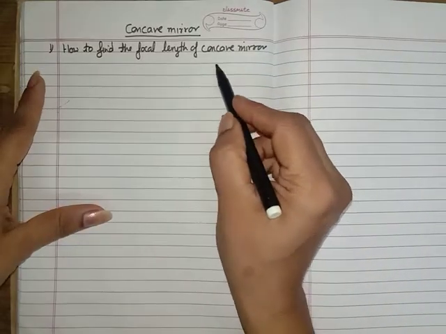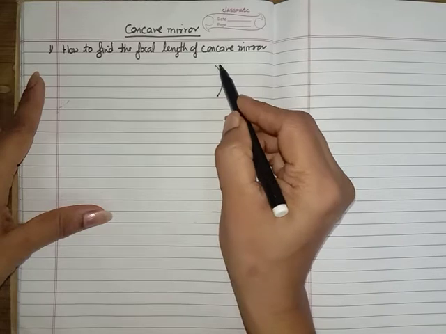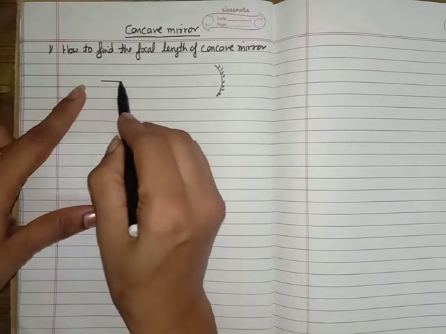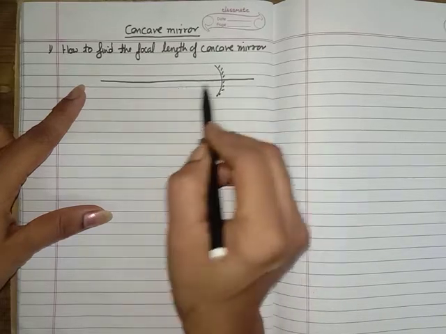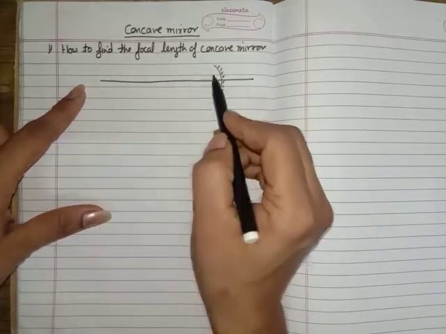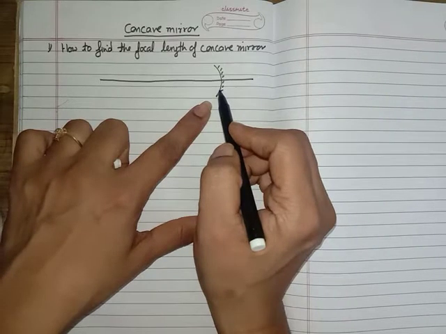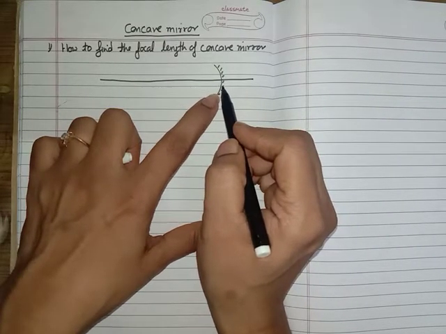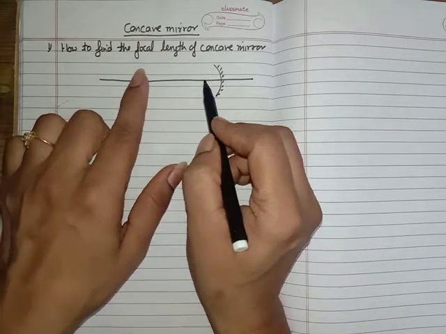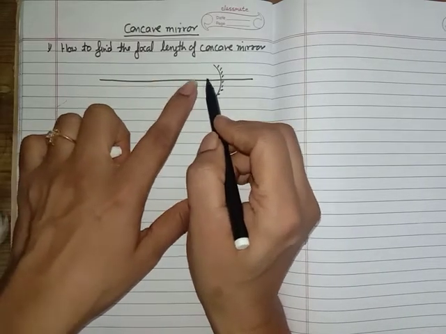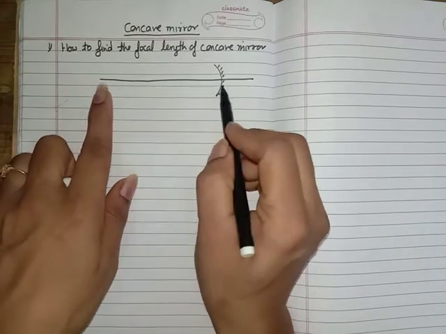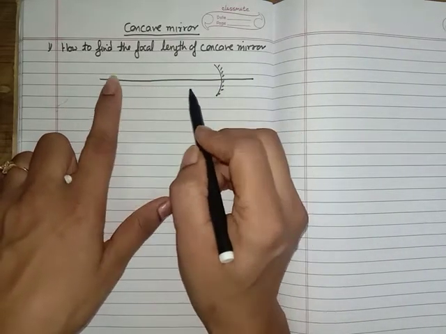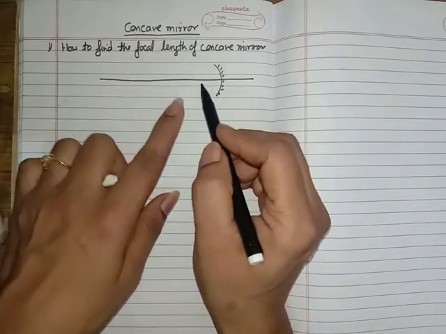Suppose this is a concave mirror and you are using this mirror for finding the focal length. I'm preparing an imaginary principal axis. For finding the focal length, first you have to find where the object should be placed. This object should be at a considerable distance from the concave mirror, like a window. It can be a window, a distant tree, or a distant building.